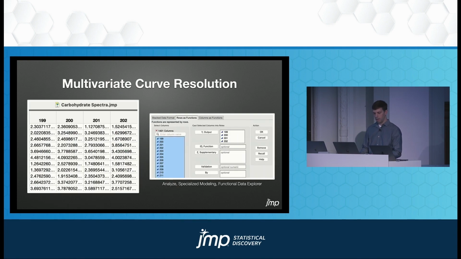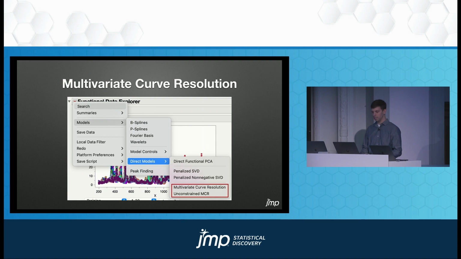So to launch FD in this case, we have a data set where all of our rows are considered a function and all of our columns are the timing variable. So we go to the Analyze Specialized Modeling menu to launch FDE and choose the rows as function option. And since each row is its own function, we don't have to specify an ID, and we just drag over all of our columns to represent our output.